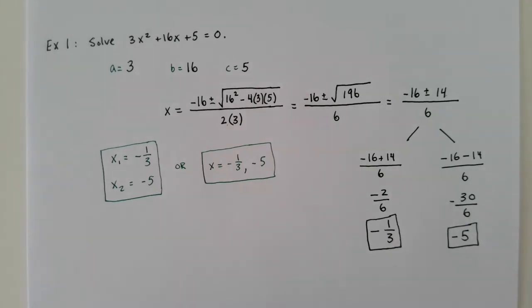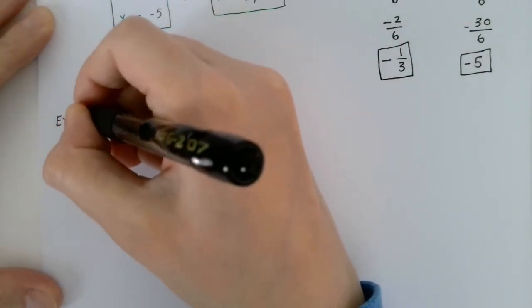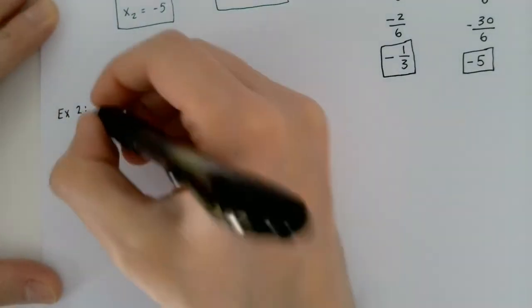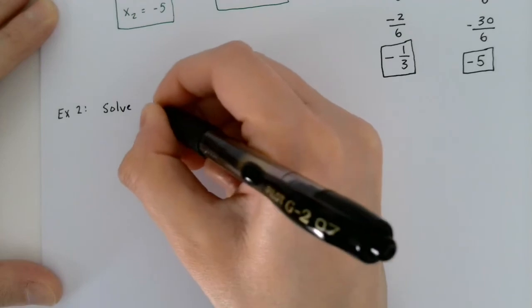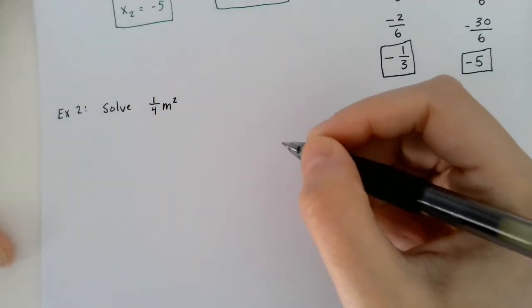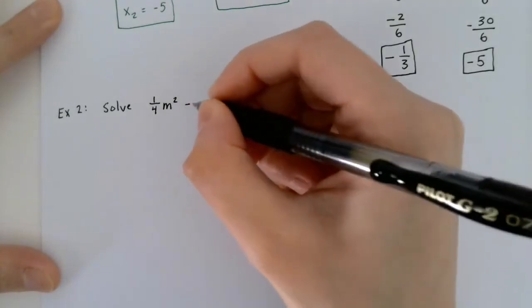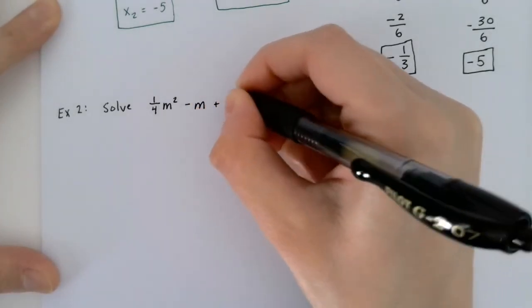All right, so let's get right into that one. So we have example 2. All right, and we are going to solve for 1/4 m squared. So already we see some fractions, but we can deal with fractions. They don't have to be scary.